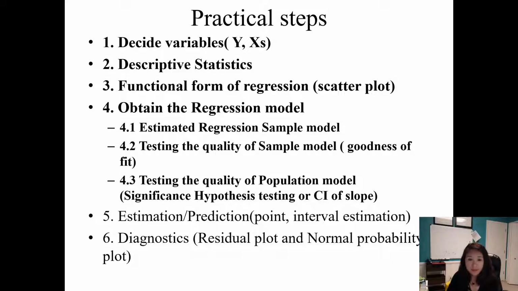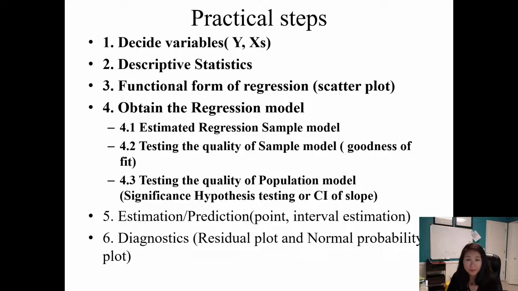So in the previous video, we already finished learning 4.1, the estimated regression sample model, and we learned how the estimated simple linear regression equation should look like, which is y hat equals b0 plus b1x. The values b0 and b1 we can obtain by using regression analysis in Excel. We also learned how to interpret the slope b1: if x increases by 1 unit, y will correspondingly increase by b1 units. And so that is the estimated regression sample model.